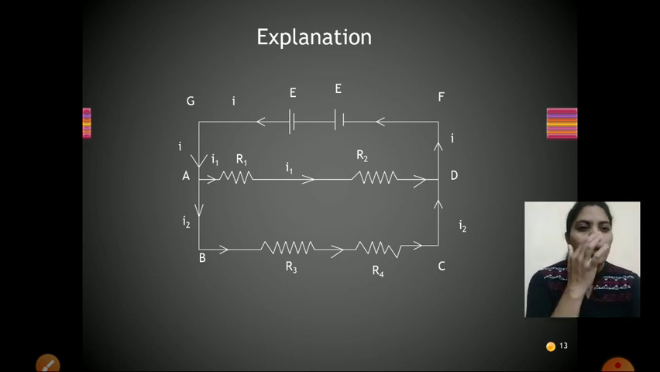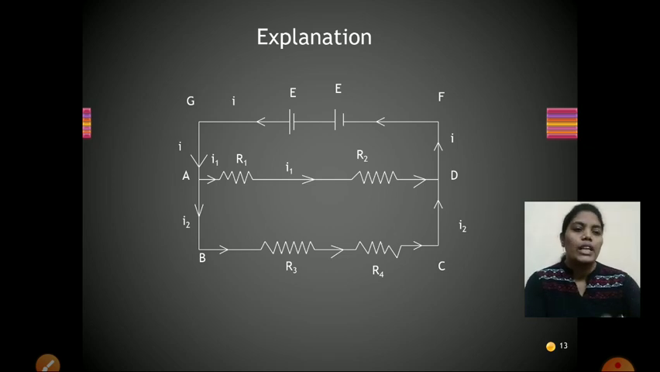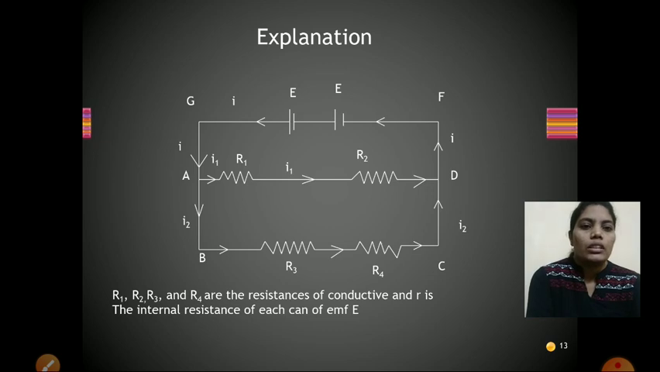Now, as the current I is flowing from the battery, when it is passing through resistor R1, we consider it as I1. When it is traveling in another path, that is from A to B, we consider the current as I2. I1 and I2 meet at D and form I, and they again move towards the battery. Here R1, R2, R3 and R4 are the resistances, and small r is the internal resistance of each EMF. We can neglect it because we are considering that potential difference as E.